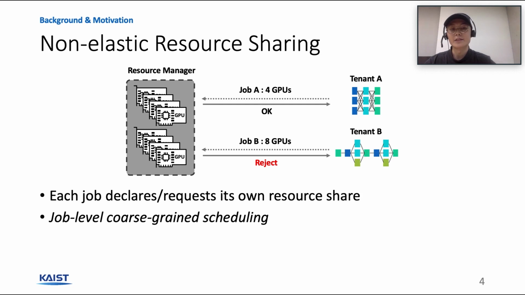The figure shows that job A arrives earlier than job B, and it is admitted to use 4 GPUs, which leaves 4 GPUs idle in the cluster. When job B arrives and asks for 8 GPUs, its request is rejected due to lack of resources.